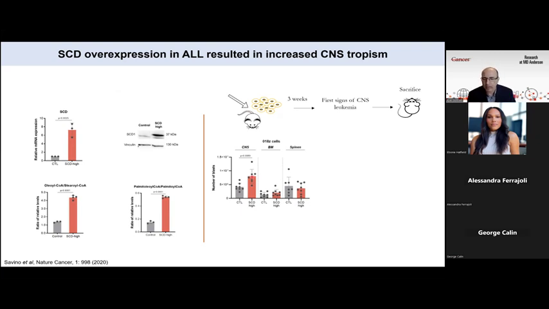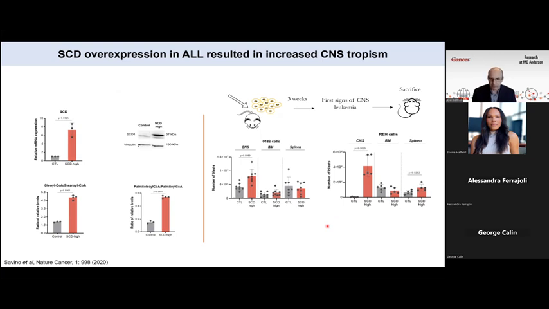When we looked at the low tropism cells and we sacrificed the mice at first signs, it was always in the SCD overexpressed cells, and at the time of sacrifice there was no CNS involvement at all in the parental cells. Only the SCD overexpressed cells demonstrated CNS leukemia. So again, indicative of the importance, not yet the essentiality, but the importance of SCD in this process.